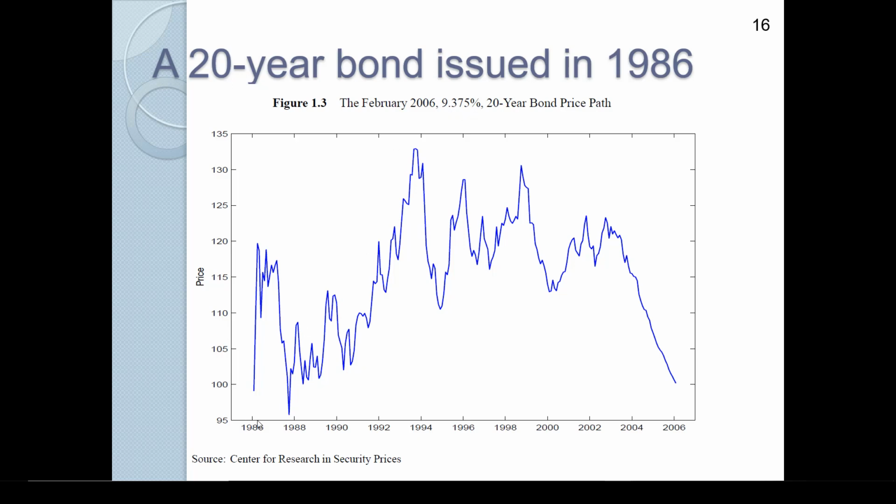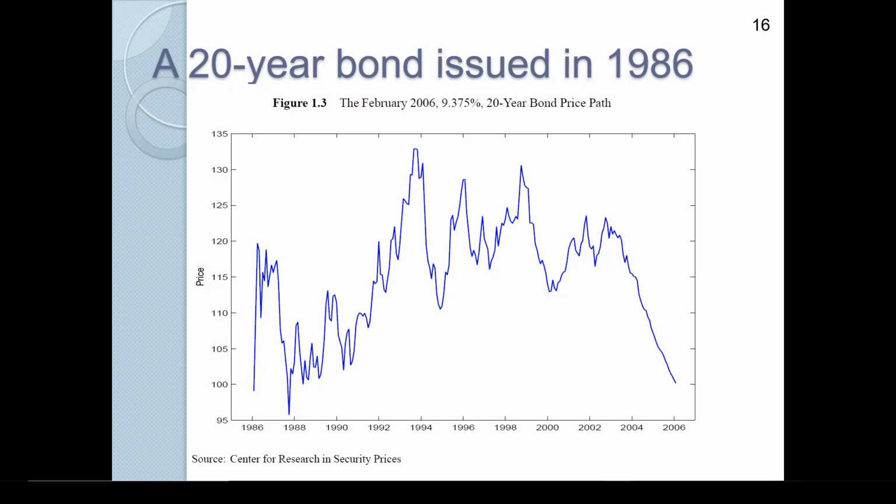9.375. And as you can see, in 1986 it has a price of 100, and as time goes by, the price changes. The price goes up to 120, then goes down to 95, 96, goes back up to 130 something, and then at maturity should go back to a price of 100 just because they paid par value, which is 100 at maturity. So this is really important.